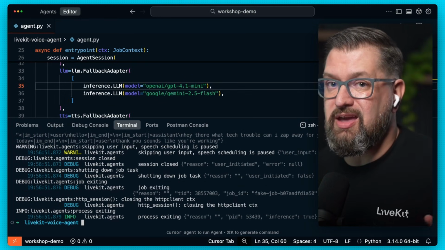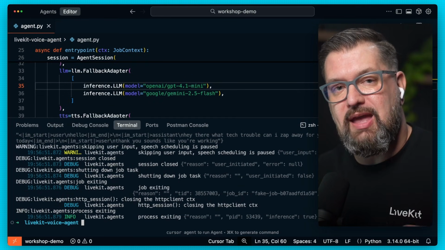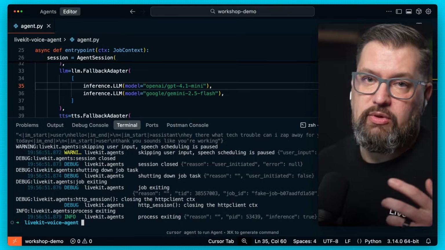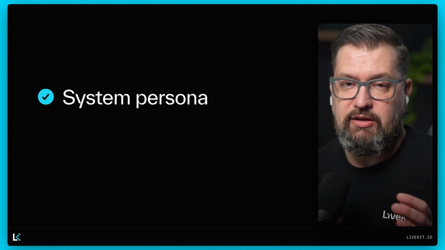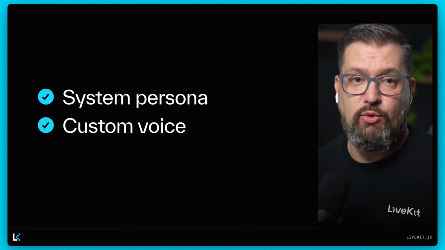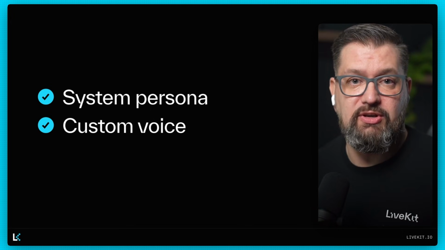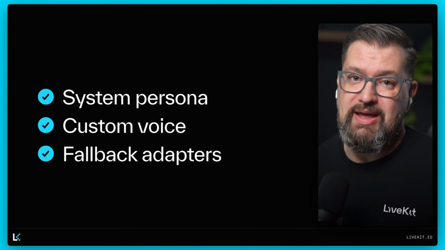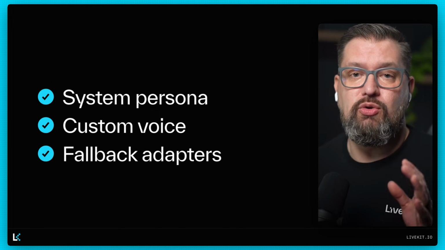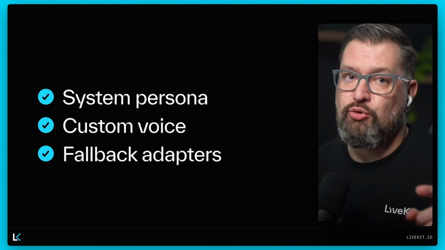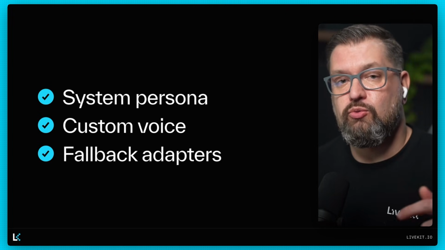So this kind of chaos testing helps you confirm the agent will stay online even when a provider goes down. So your agent now has a defined personality through the system prompt, a custom voice through the TTS configuration, and fallback adapters to handle provider outages. In the next lesson, you'll capture metrics so that you can measure performance and enable preemptive generation to reduce response latency.